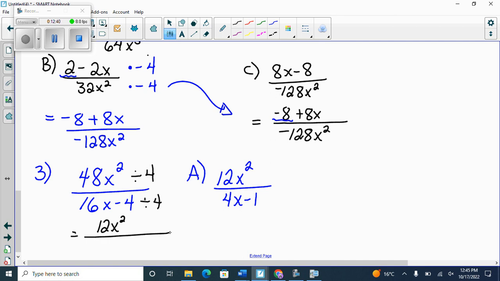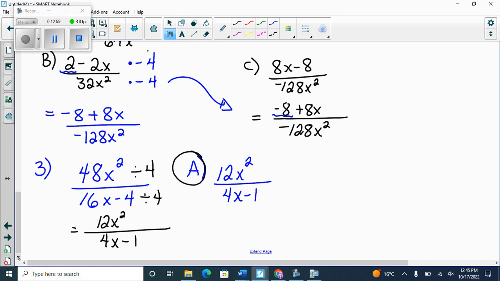And then I go 16x divided by 4 is 4x. And then 4 divided by 4 is 1. And they match. So they're equivalent. So that's A. So it's what you do to the top and the bottom that can get you the other one. Okay?